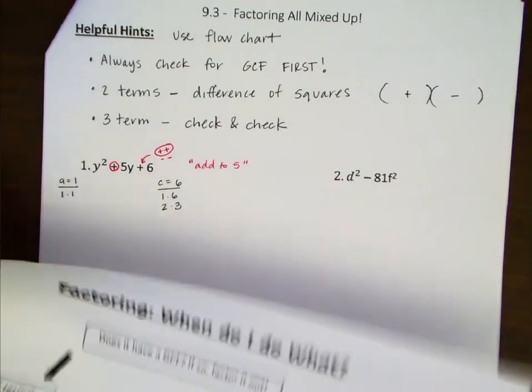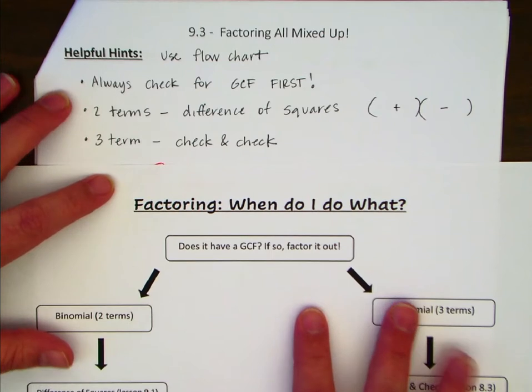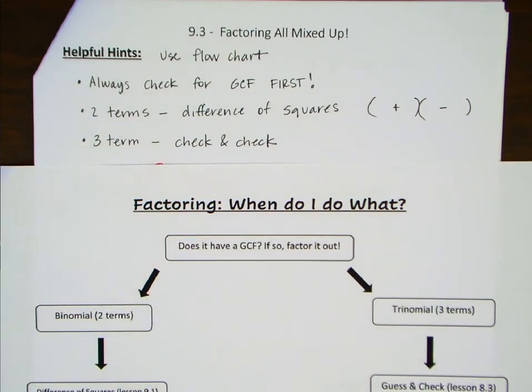Okay? All right, and I summed up this little flowchart right here for the helpful hints. So always check for the GCF first. If you're given two terms, then check for a difference of squares. If you're given three terms, that is something that you're going to want to guess and check with. And again, that is lesson 8.2 and 8.3 if you need to go back and reference.